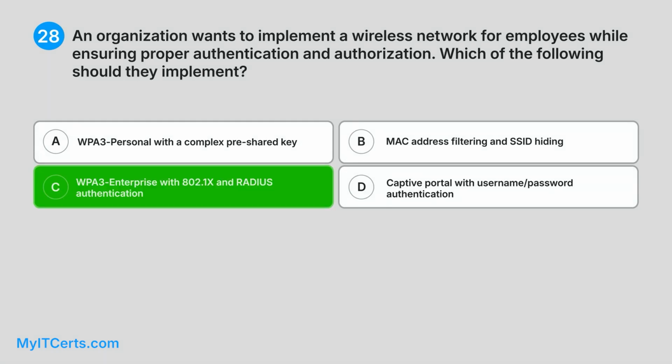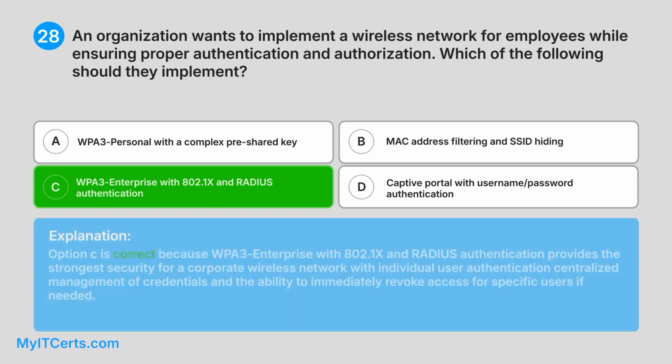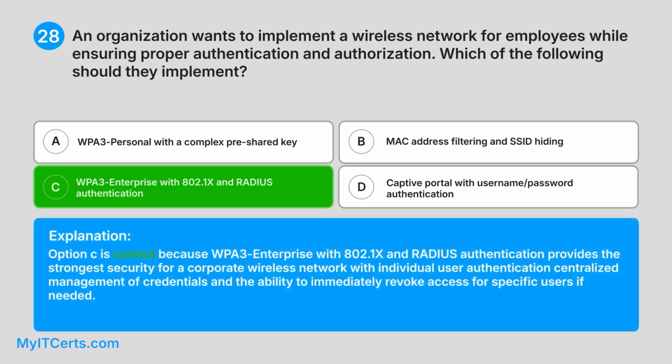Correct answer, C. WPA3 Enterprise with 802.1X and RADIUS authentication. Explanation. Option C is correct because WPA3 Enterprise with 802.1X and RADIUS authentication provides the strongest security for a corporate wireless network with individual user authentication, centralized management of credentials, and the ability to immediately revoke access for specific users if needed.